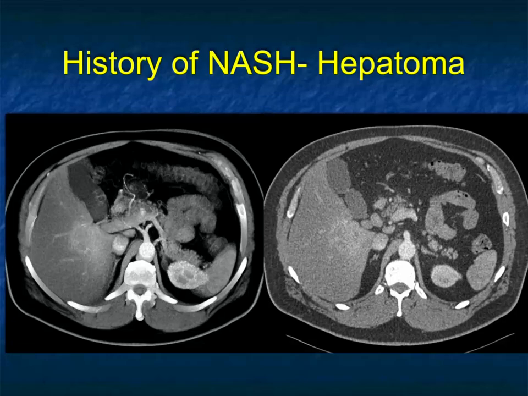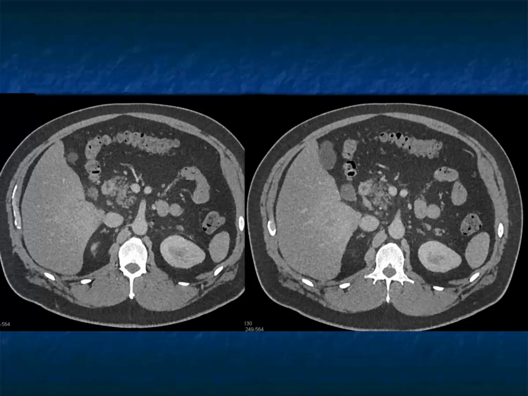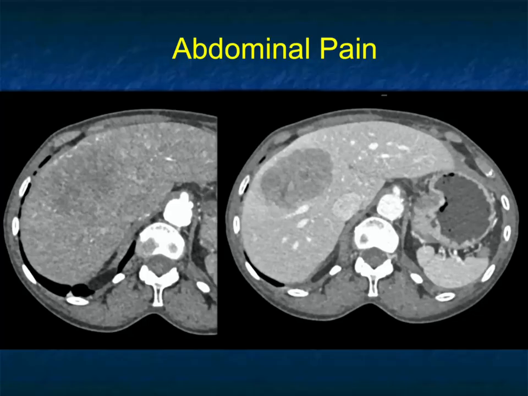Now, we also know that one of the concerns we have these days is NASH, that hepatomas are more common in patients with NASH. And here's a good example, diffuse fatty infiltration of the liver. At first glance, you almost could miss this mass that's sitting here. It's better shown on the venous than on the arterial phase. When you see a vascular lesion in a patient with fatty liver and NASH, you've got to be thinking about hepatoma. The lesion nearly becomes isodense, but I still can see it pretty well. And here it is in the coronal view, also very nicely shown.